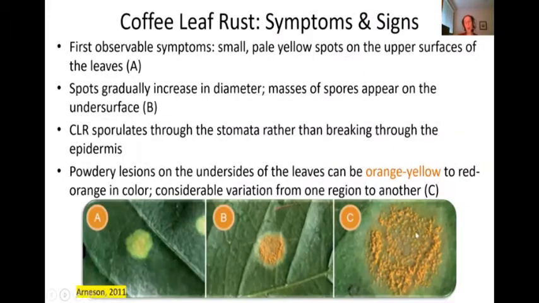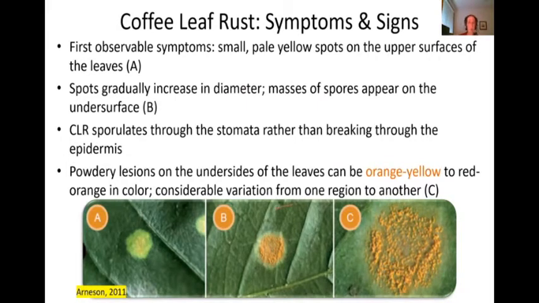Okay, so I tried to incorporate some pictures along with just trying to better understand what we're trying to deal with here with coffee leaf rust. Symptoms are actually how the host responds to pathogen attack. The signs are the physical presence of the fungus.